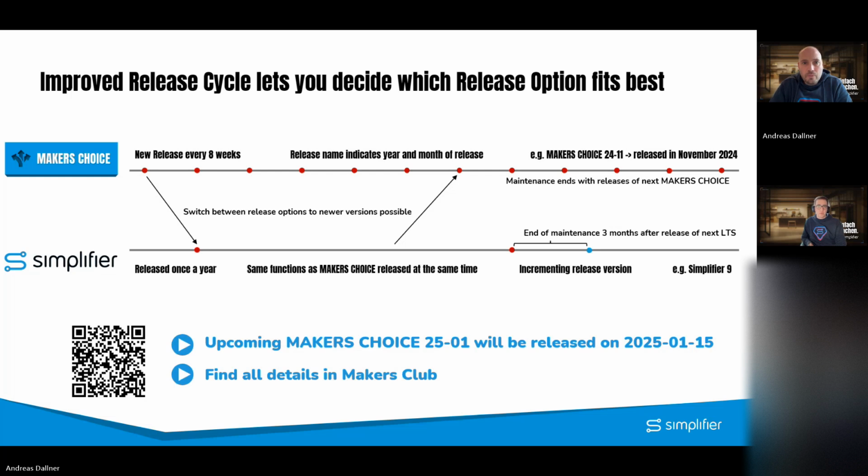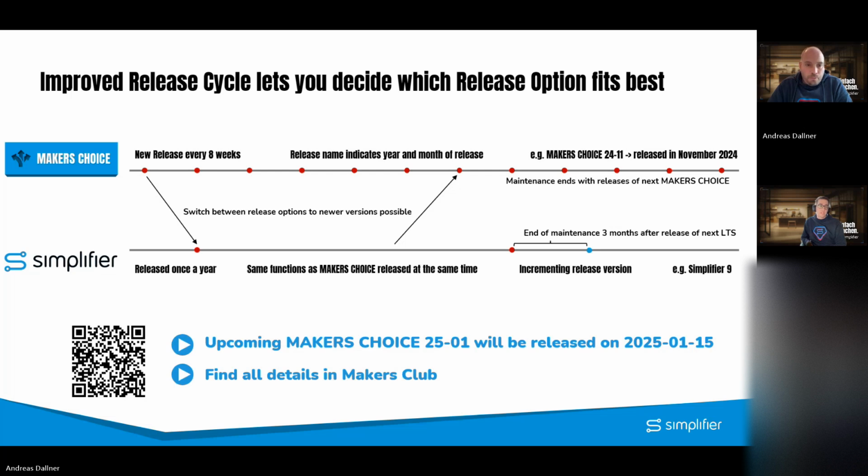The naming for the Maker's Choice releases is quite simple. It's always these 4 digits. So for example, the 2411 means that this Maker's Choice release was released in November of 2024. And I think this makes it also very easy to identify.